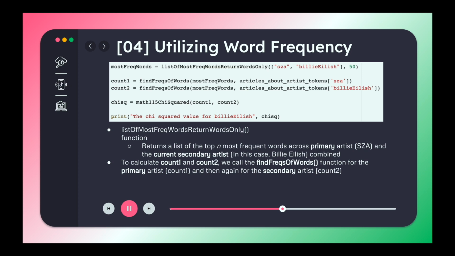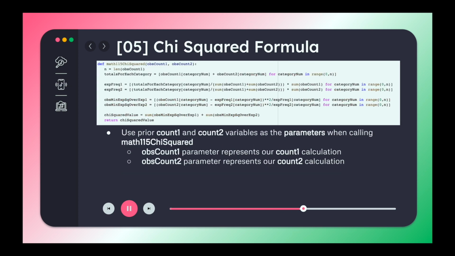Our second parameter is a token list, which refers to the top n words across a single artist's articles. For count1, our second argument when calling find_freqs_of_words, which is referred to as a token list, is shown on the previous slide. This will be the top n words from our primary artist, SZA. For count2, the second argument will be the token list for the current secondary artist. The math115 chi-square value takes in obs_count1 and obs_count2 as its parameters, which just stand for observed count 1 and observed count 2. These parameters represent our count1 and count2 variables as calculated on the previous slides.